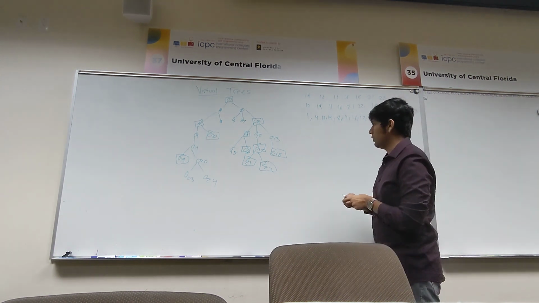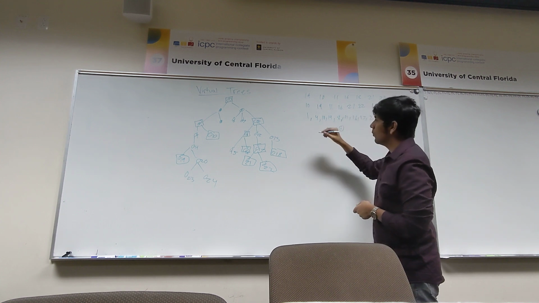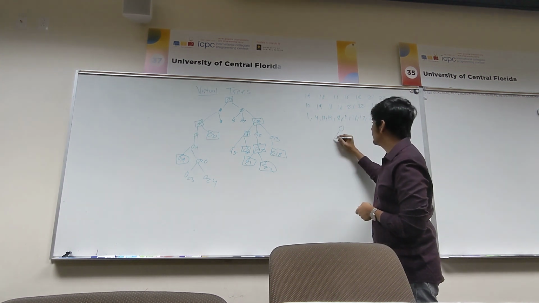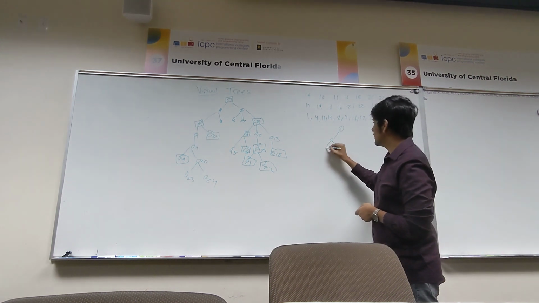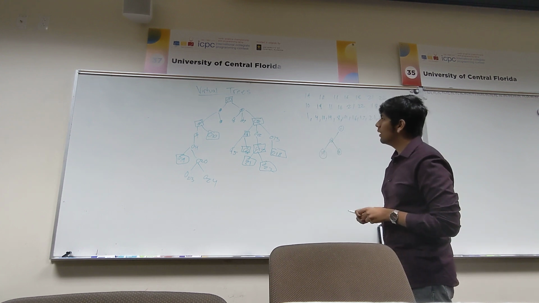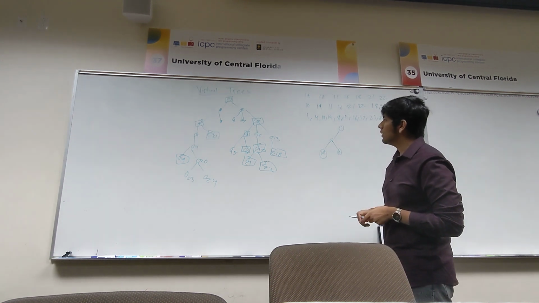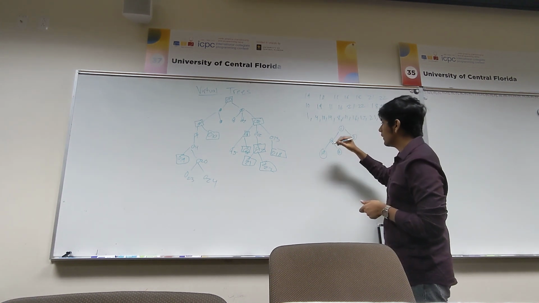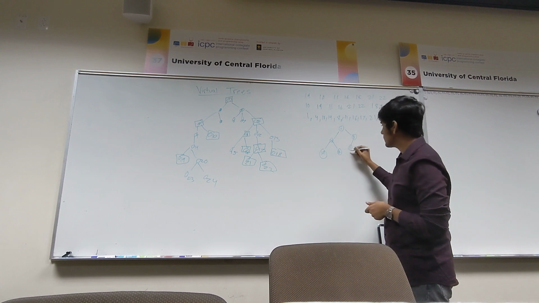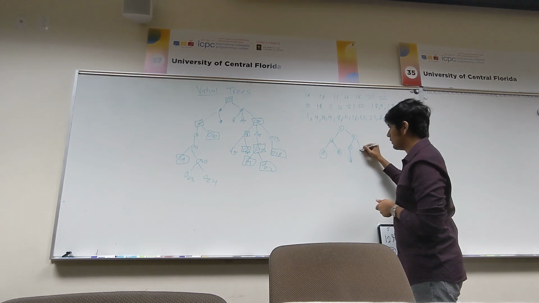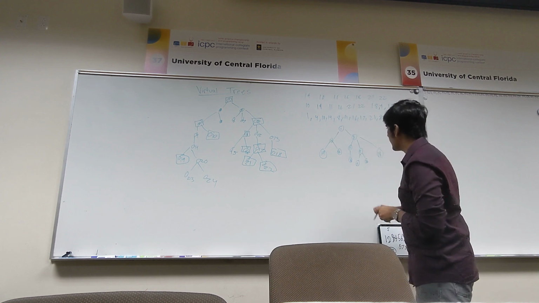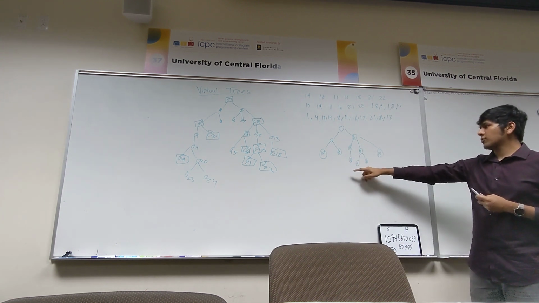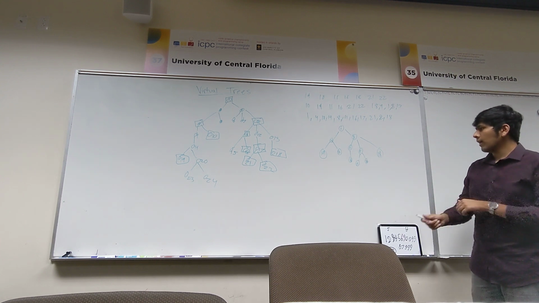So if we actually draw the compressed tree over here, we would get something like 1 connects to 4, 4 connects to 10, it's 19, 1 connects to 8, it's 11, 16, 17, 21, 22, and 18.